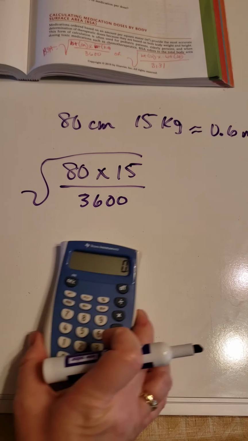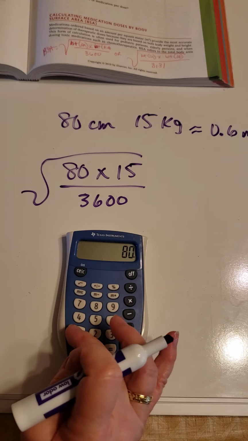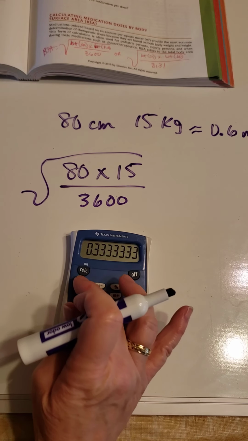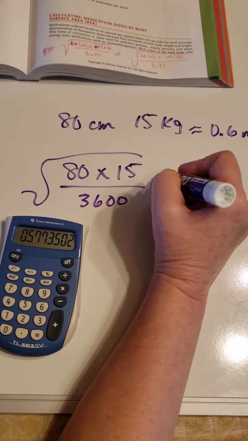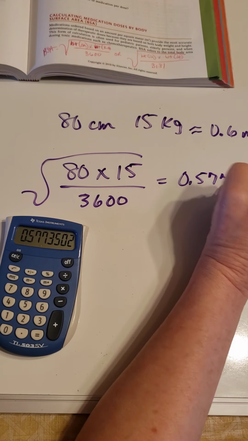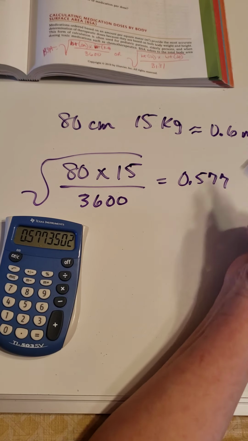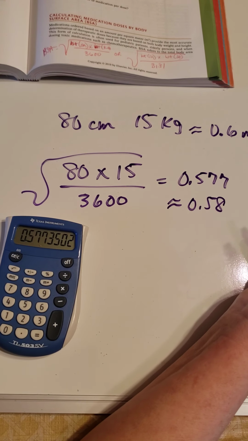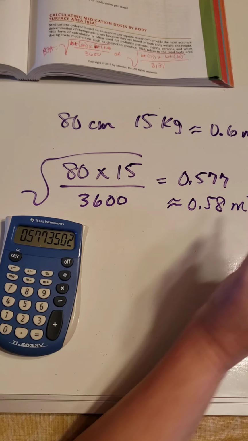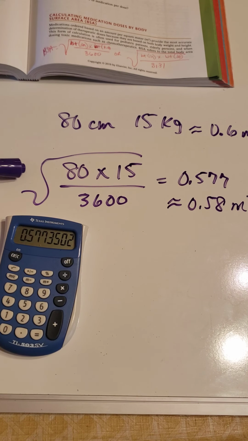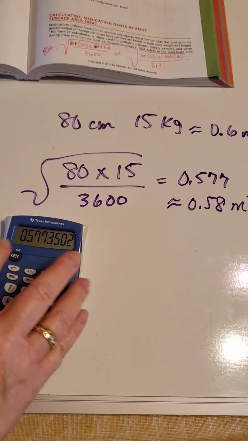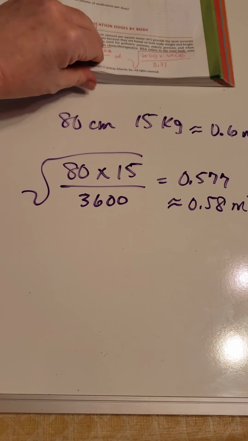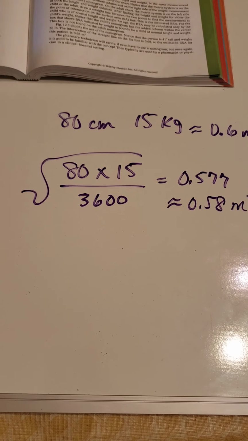So doing this on our calculator, we get 80 times 15 equals, divided by 3,600 equals, and then hit the square root key, and we get 0.577 if you're going to 3 decimal places, and that would probably round to 0.58, which you could further round to 0.6. So we're getting very close either way. The calculation using the math formula is actually a little bit more accurate, but you can use the nomogram too, and your answers are going to be close enough either way that it doesn't matter which one you use.